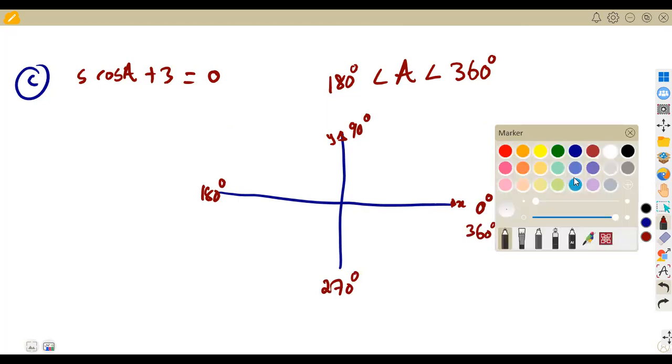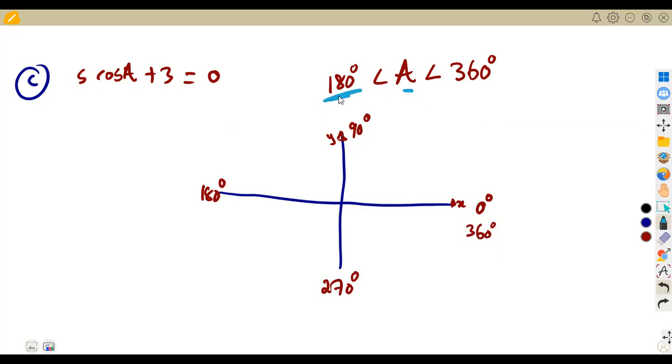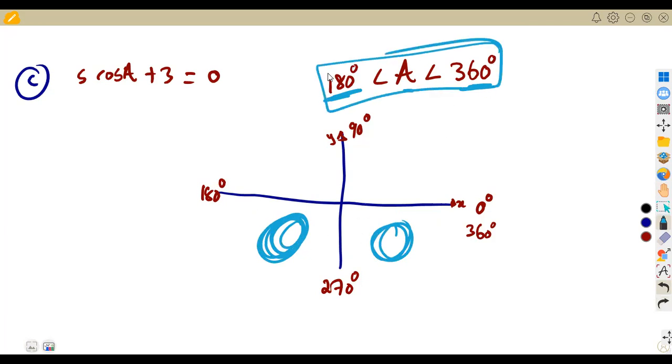From this part, they are saying A is greater than 180, less than 360. This is where we are given the interval of our theta. So we're talking about two quadrants at the same time. We do not know exactly from what we see here. There are two parts that we can refer to. It's either in this quadrant or in this quadrant.